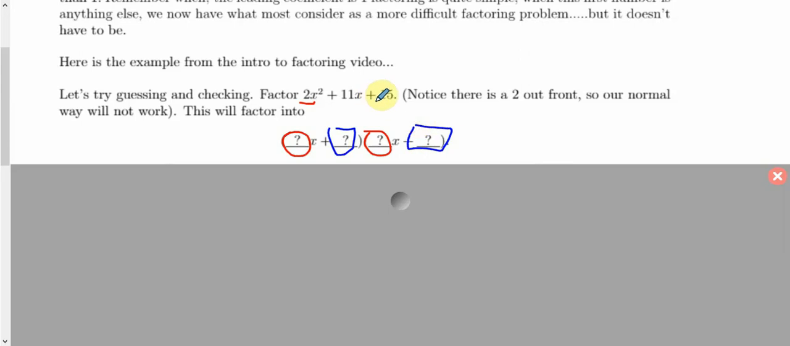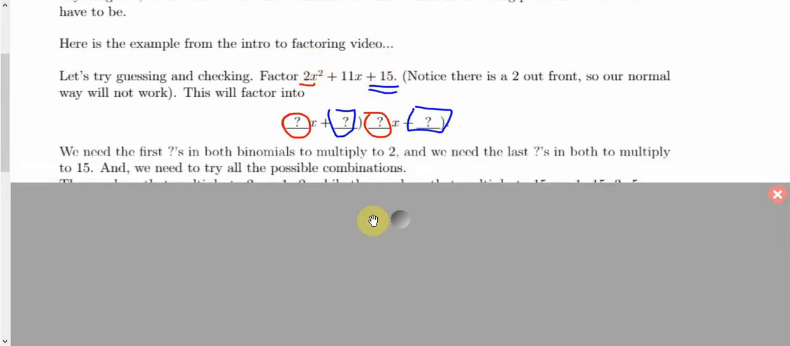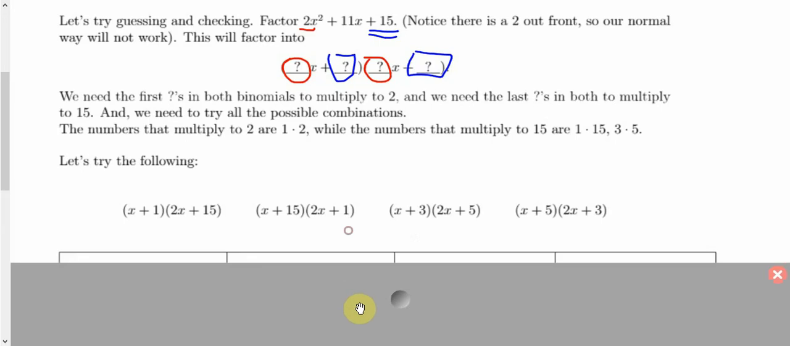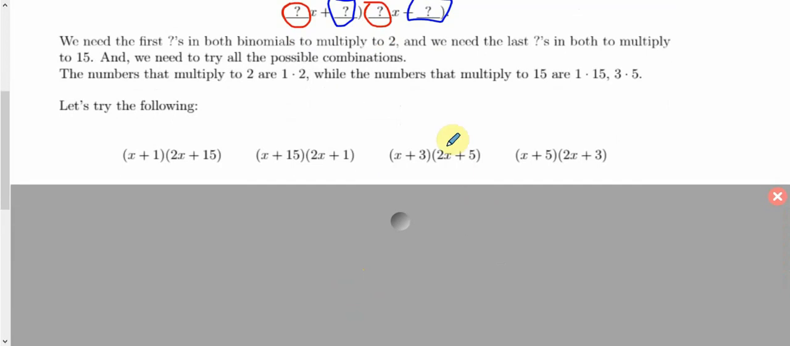are going to have to multiply to give me this last term of positive 15. So these are going to have to be something like 1 and 15, or 3 and 5, or 15 and 1, and 5 and 3. Okay? So we just guessed and checked this, since thankfully there's not many things that multiply to 2 besides 1 and 2, or 2 and 1. And there's not many things that multiply to 15. There were only a few possibilities, and so these were all of them. Every combination of them. There were just 4. So guessing and checking was simple.